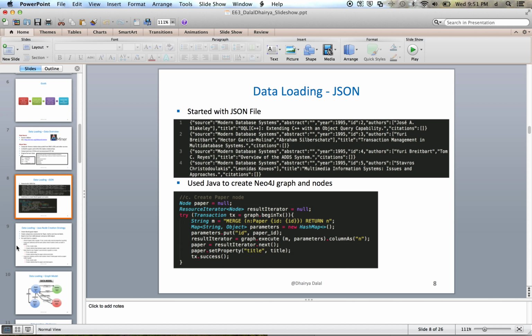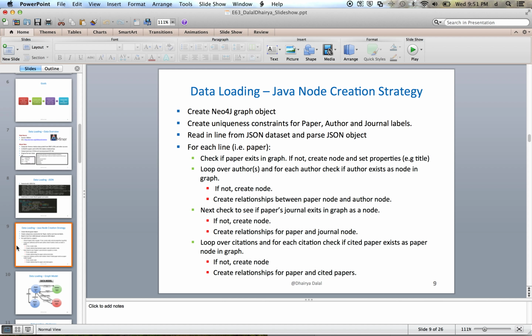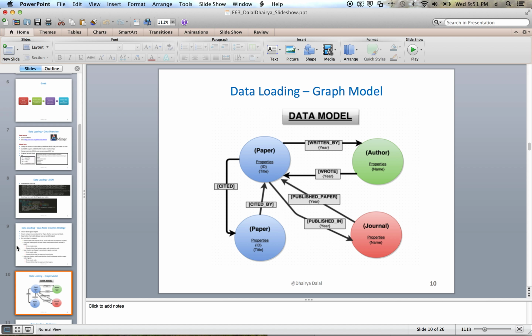My starting point was a JSON file where I basically had a JSON record for each paper and each node. And my overall loading strategy was to create the graph object and then basically load each paper, each author, and each journal to follow a data model that looks something like this, where I had a node for papers, a node for authors, and a node for journals.